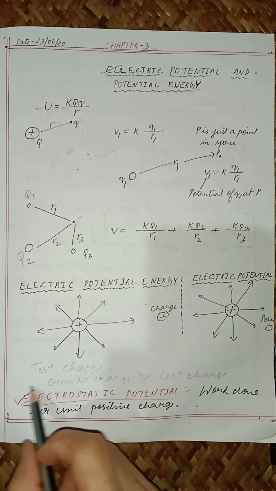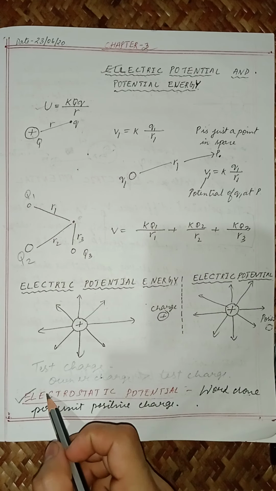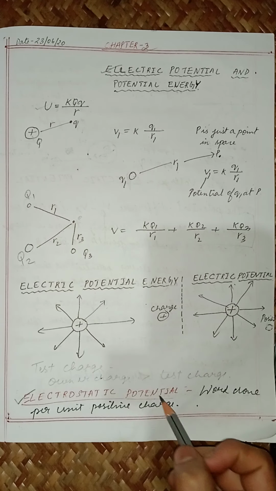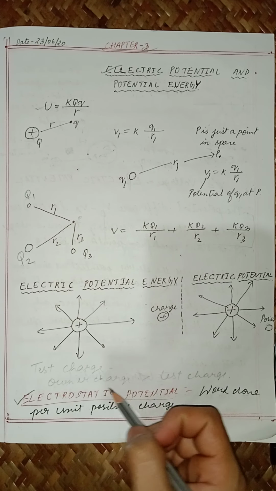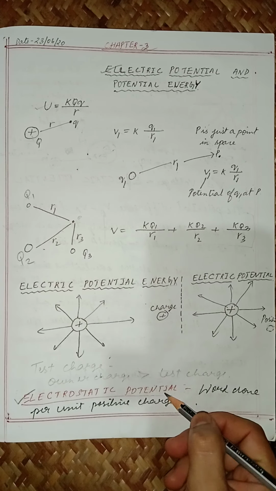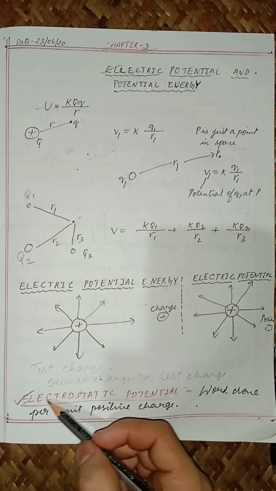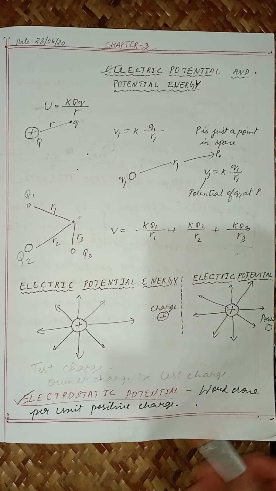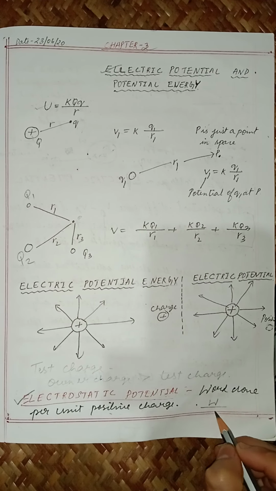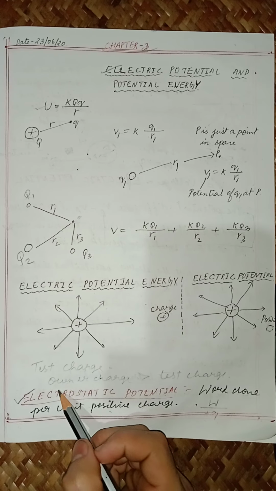If you are going to learn the next topic, that is electrostatic potential: electrostatic means the study of charges at rest. And potential means which has the ability, that means which has the tendency. Now the word electrostatic potential is defined as the work done per unit positive charge. That means we can write in formula: electrostatic potential as W by plus Q. This is the formula for electrostatic potential.